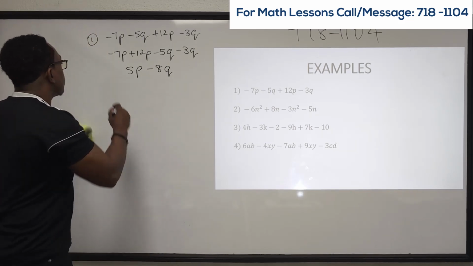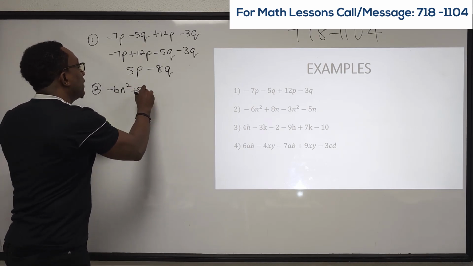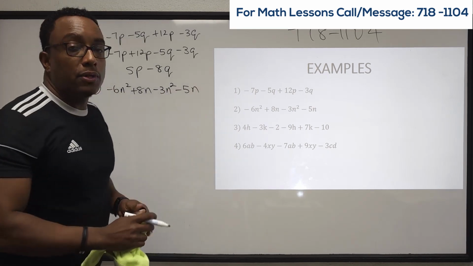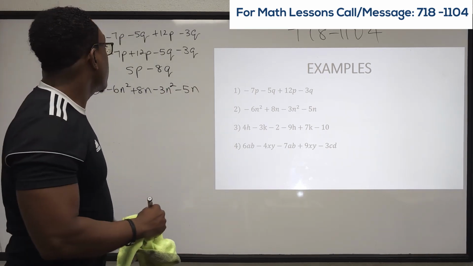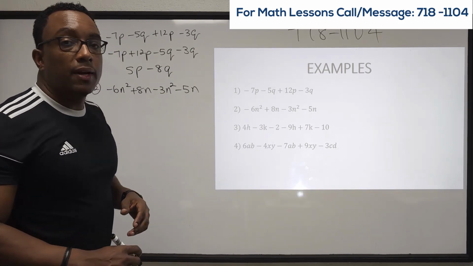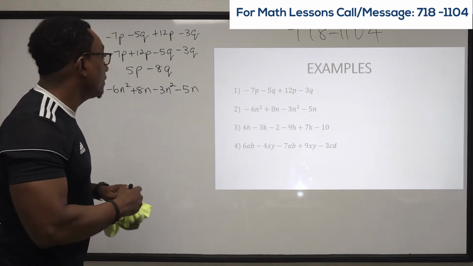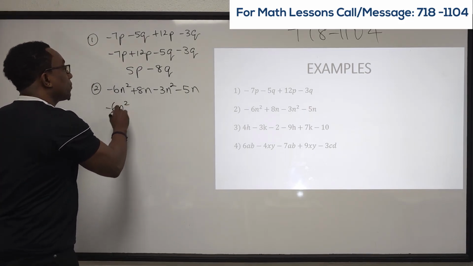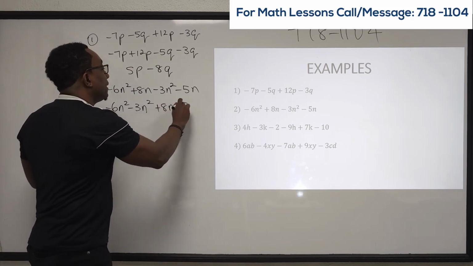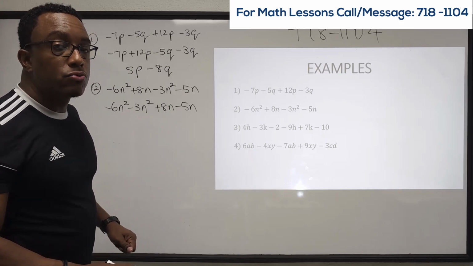So let's look at 2. We have negative 6n squared plus 8n minus 3n squared minus 5n. Of course, we have 4 terms in this algebraic expression. And if we look, 2 terms involve n squared, 2 terms involve n. So we're going to group those terms that are like terms by rearranging first. So this will be negative 6n squared minus 3n squared plus 8n minus 5n. And of course, to our terms that are like terms, we apply our rules of signs next.